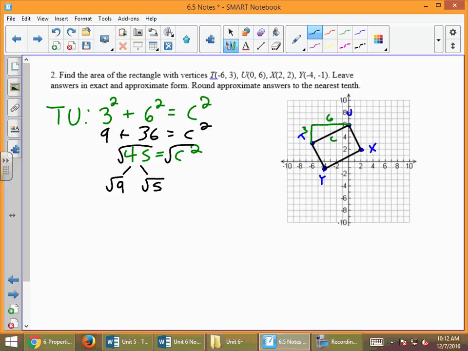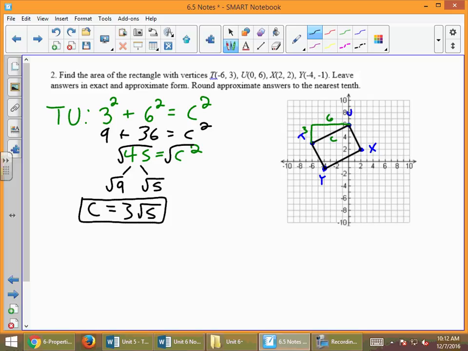Very good. Well, that breaks down, so I know that C is going to be equal to, what's the square root of 9? 3. The square root of 5 doesn't change, it's still radical 5. So that distance right there is 3 radical 5. Okay, not very nice to roll off the tongue, but still, it's going to help us solve here. Well, that is one of the bases.